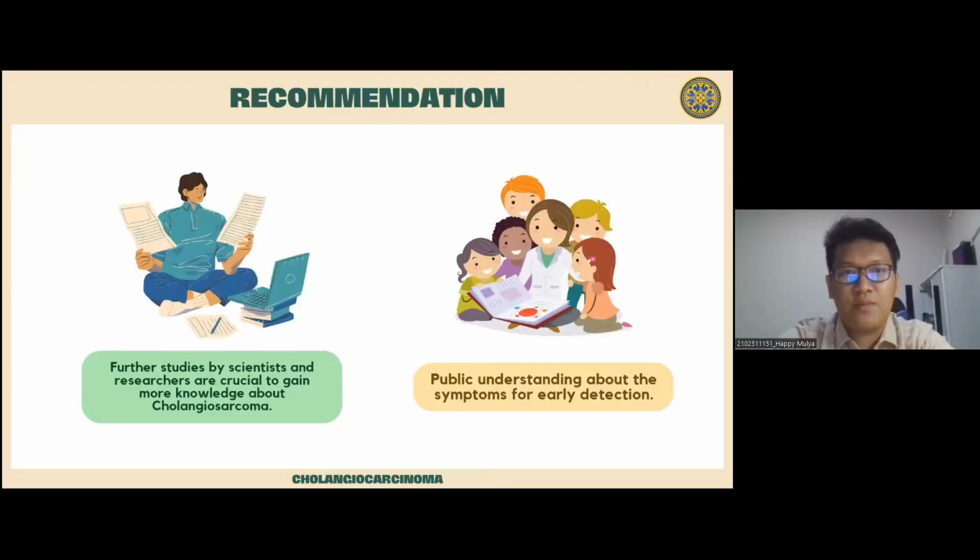Okay, so here I would like to present the recommendation for cholangiocarcinoma. Since this disease can manifest as a more severe disease, further research and acknowledgement for advanced therapy for this type of cancer should be done. Preventive actions need to be massively promoted by letting the public be aware of its early symptoms and the urge to go to the healthcare.